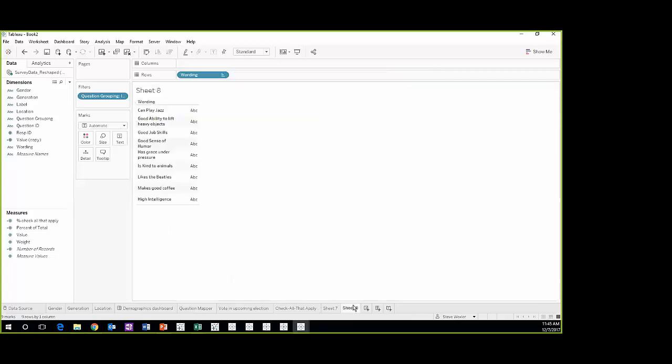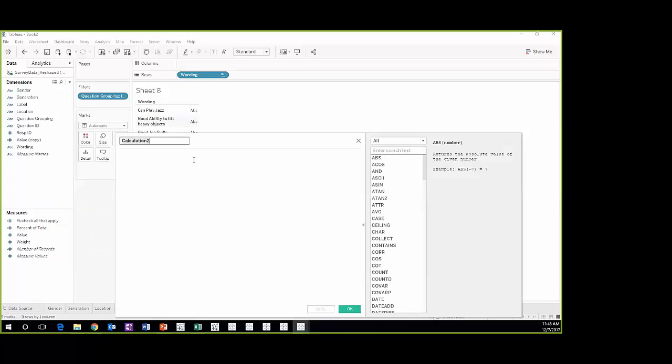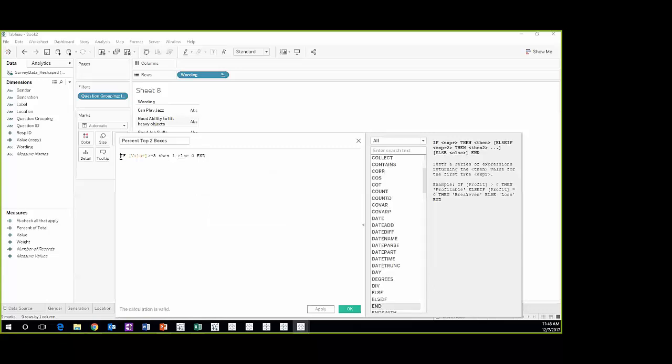Okay, good to know that, because I'm going to create a new calculated field called percent top 2. It kills me to not say boxes, but I know most people say percent top 2 box. I'll say boxes, and I'm going to say if the value is greater than or equal to 3, then count that person. Else, don't count them. Right? Take all this and divide it by the number of people that answered.